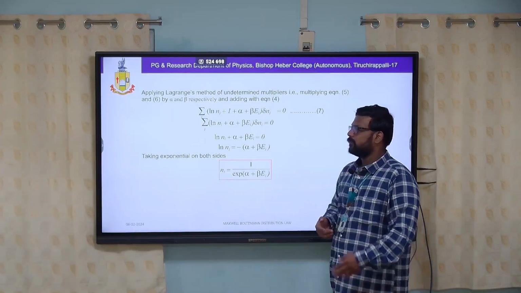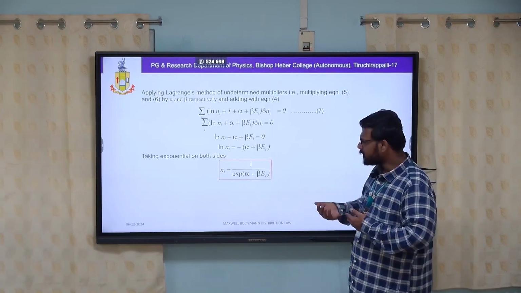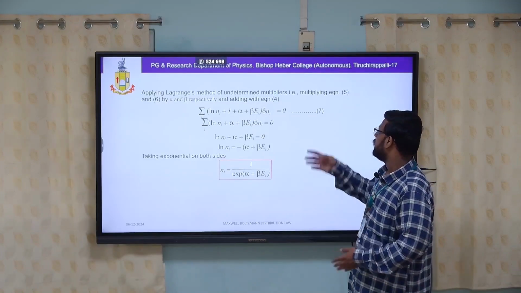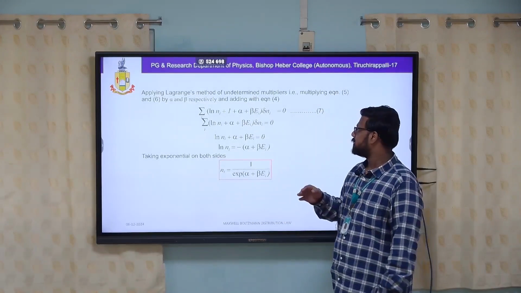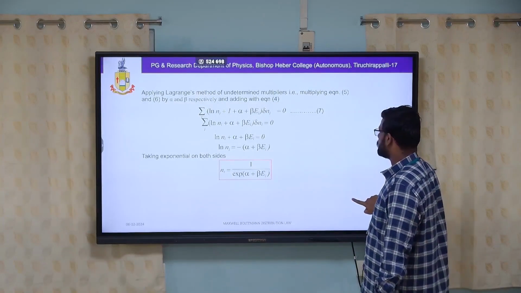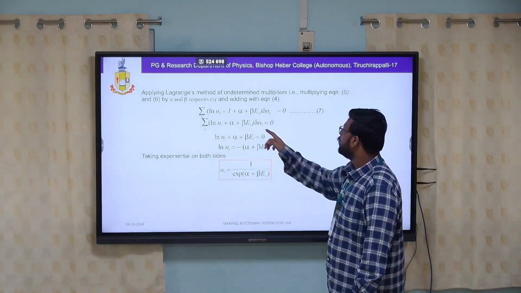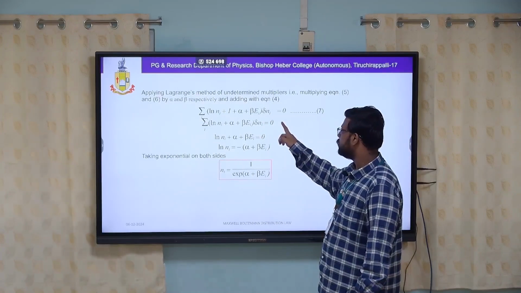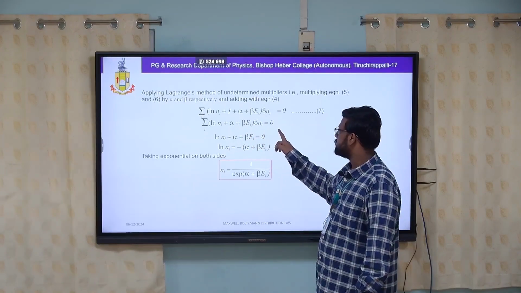In order to do that, we have to apply Lagrange's method of undetermined multipliers. The reason is that we have to adjust some of the factors to account for experimental errors or so, so we add Lagrange's undetermined multipliers. In order to solve the previous three equations, by summing up ln ni plus 1, and multiplying the auxiliary equations, this one by alpha and this one by beta, we get summation of ln ni plus 1 plus alpha plus beta epsilon i into del ni is equal to 0.